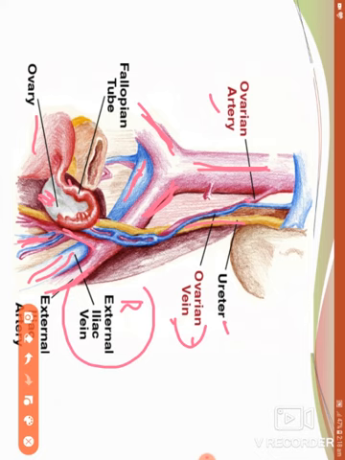If there is any inflammation or any enlargement of the ovary, there will be compression of this obturator nerve, which produces pain over the upper medial side of the thigh and the knee joint. That you should know. That's about the boundaries of the ovarian fossa.